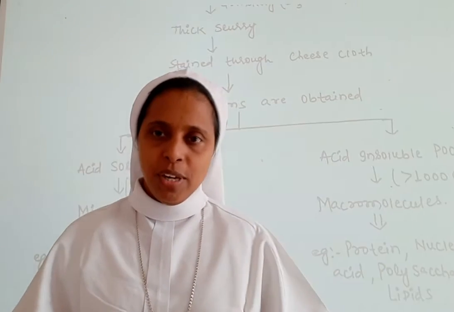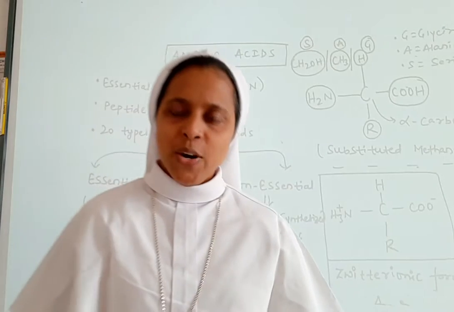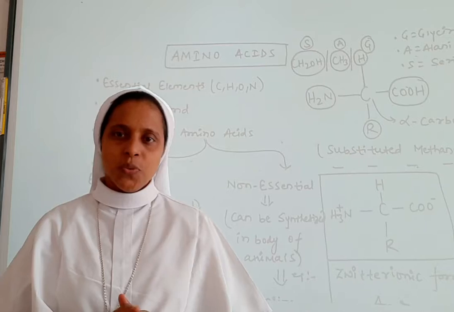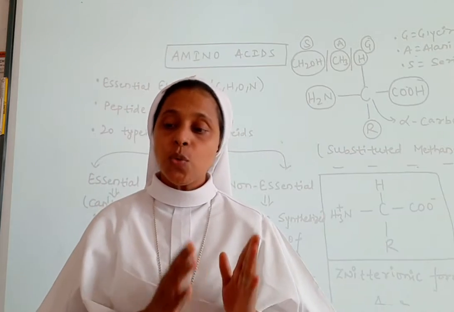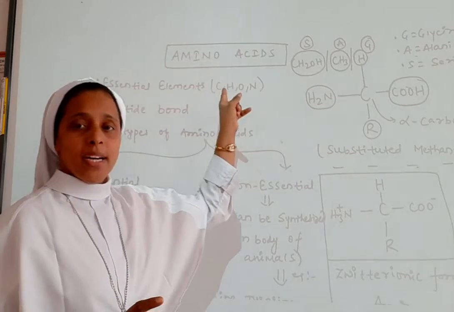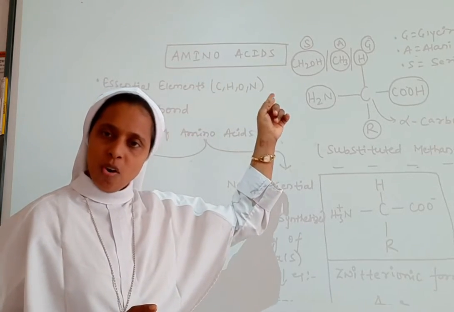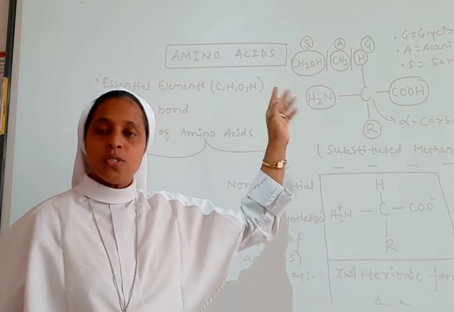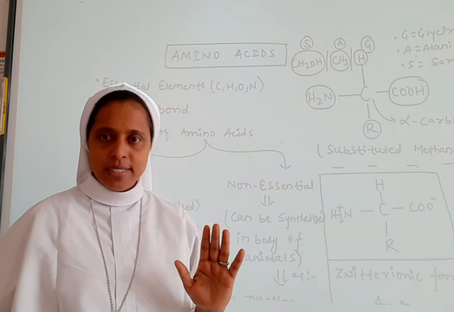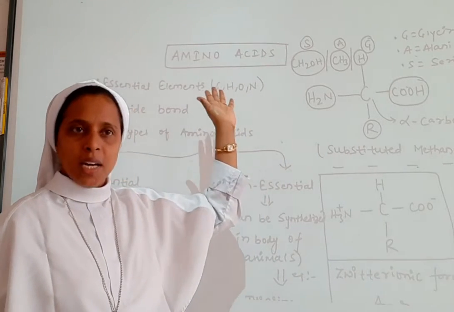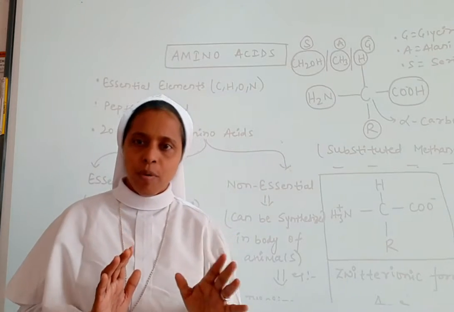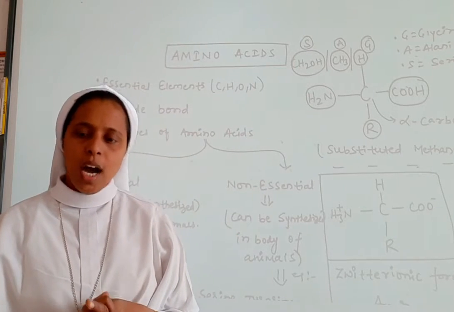So moving towards amino acids. What should be the essential elements in the amino acids? It could be carbon, it could be hydrogen, it could be oxygen, it could be nitrogen. So these four elements, carbon, hydrogen, oxygen and nitrogen, are very, very important and should be there in the proteins or amino acids.